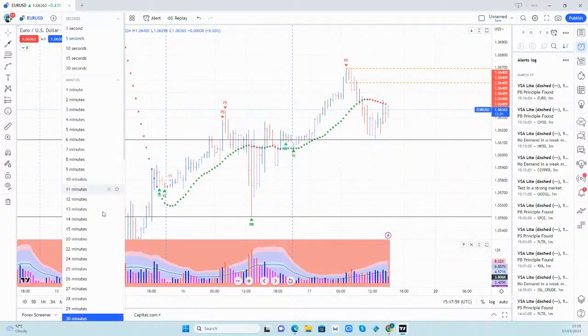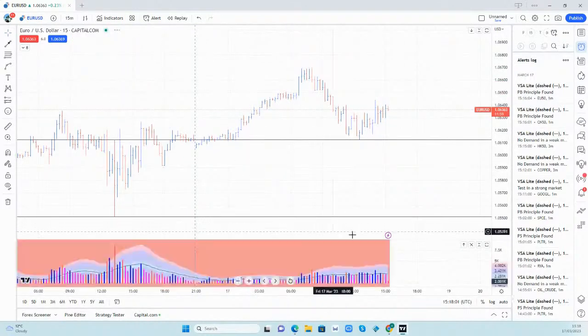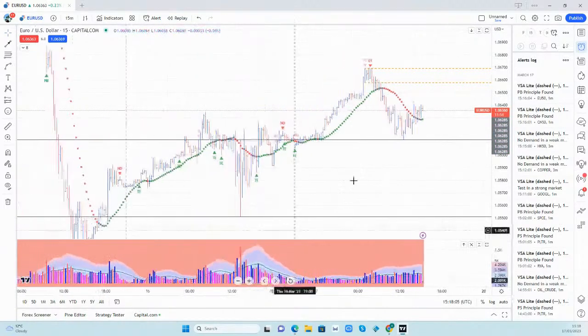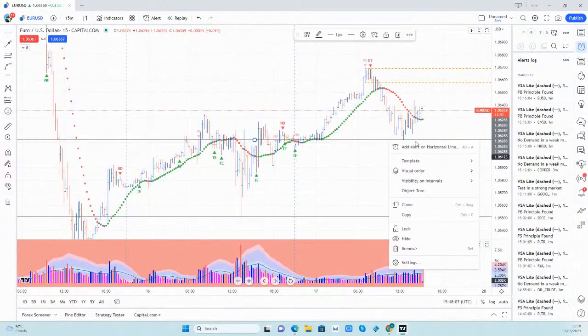Now, if you look at the 15 minutes chart, let's get rid of those. That was on 30 minutes chart.